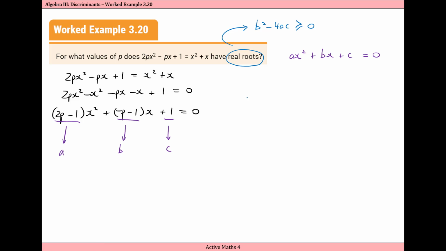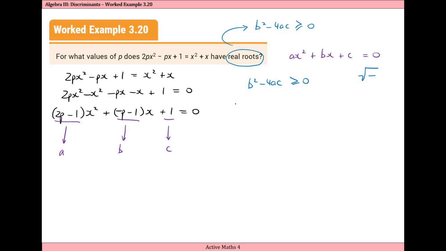So we're going to sub these values into the discriminant b squared minus 4ac, and we want the discriminant to be greater than or equal to 0. Remember, the discriminant is the part of the quadratic formula that's underneath the square root. And so if the roots are real, we can't have that part of the formula be a negative number, because you cannot get the square root of a negative number.